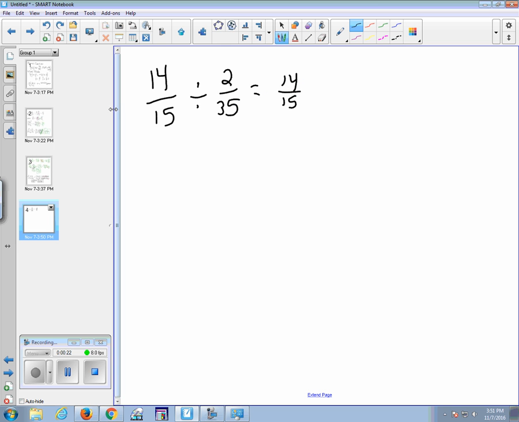14/15 has nothing in front of it, nothing negating it. But now I'm dividing by 2 over 35. Dividing by 2 means over 2, right? I'm multiplying by the reciprocal. That's our definition of division, right? A times 1 over b, or A divided by B, means the same thing. So A times the reciprocal is the same as A divided by the original.